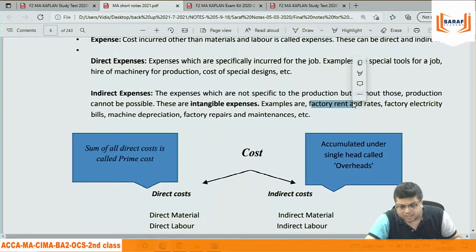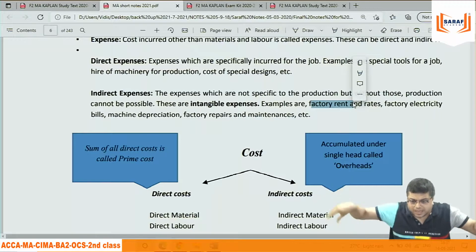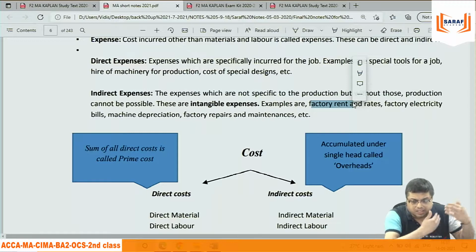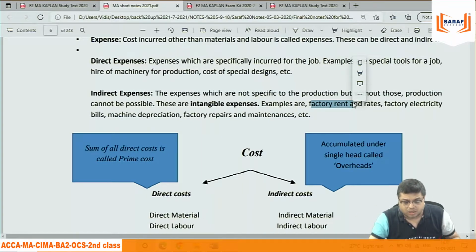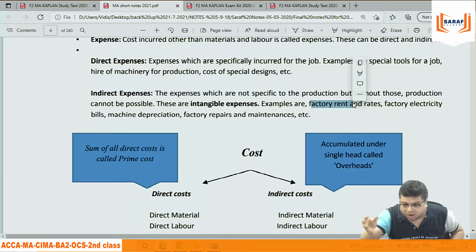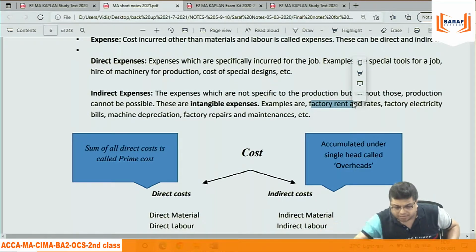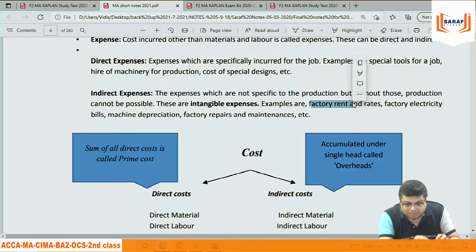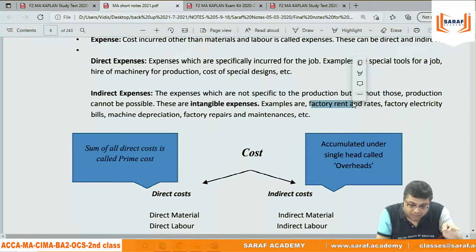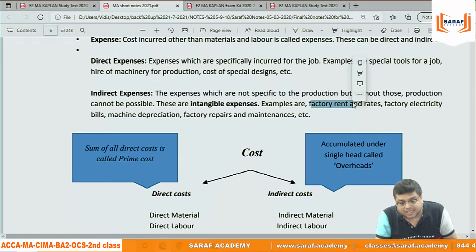I will say one more example. If I am taking this place on rent, then it is for teaching ACCA, CIMA, CMA, CPA, for what? If a factory is taken on rent, whether for producing product A or B or C or D or E, we don't know. But if for producing a product I require a particular machine, and I don't have that machine and cannot purchase it, I have taken it on rent so that I can start production of that product from that machine. That hire charge of the machine is a direct expense.